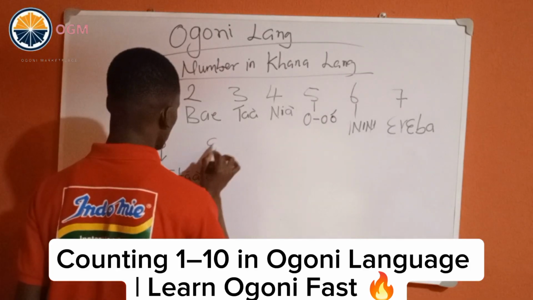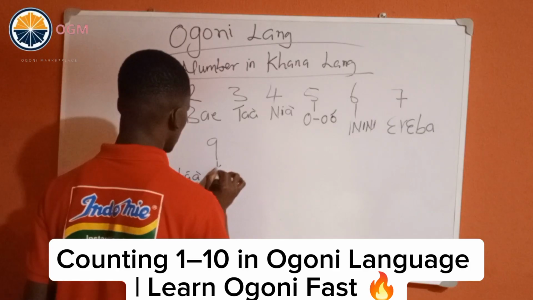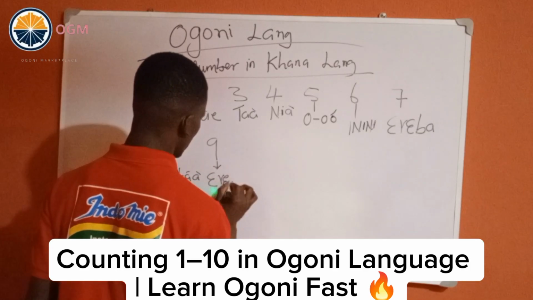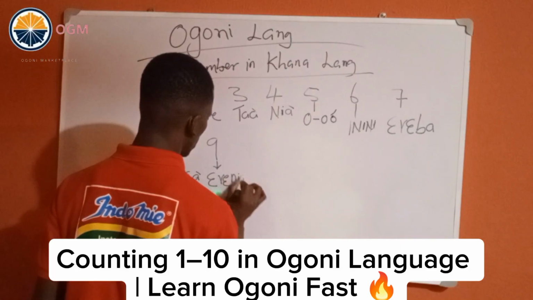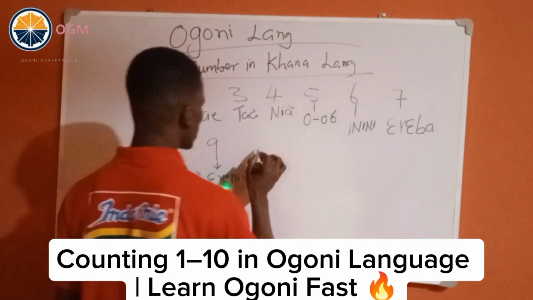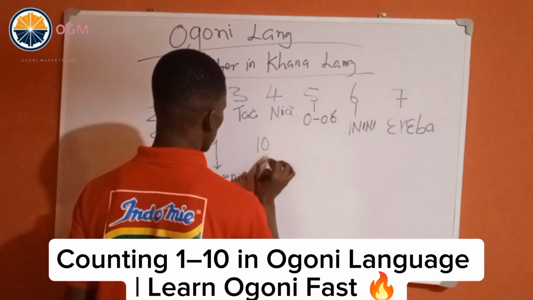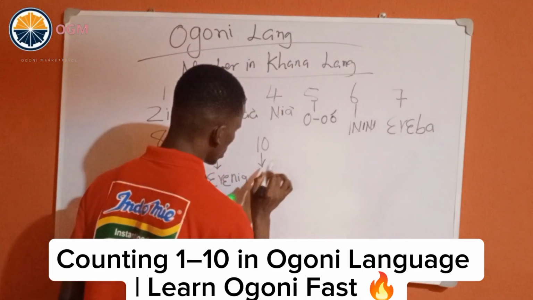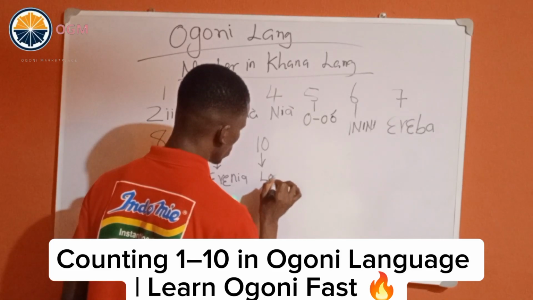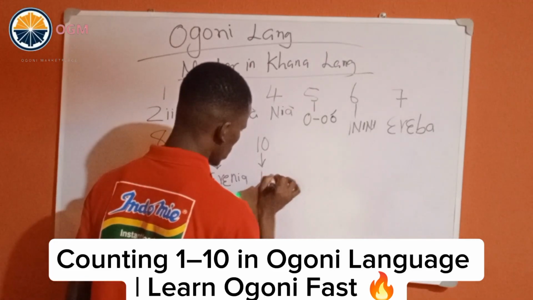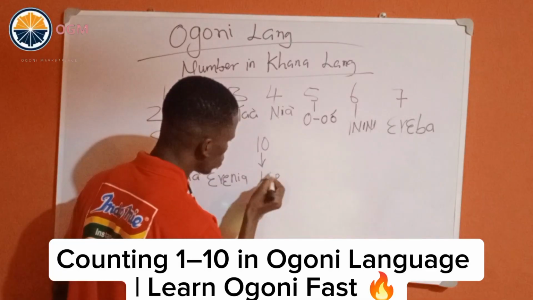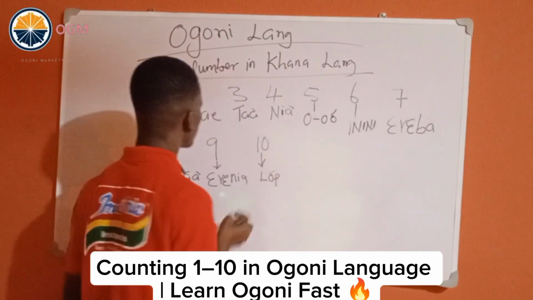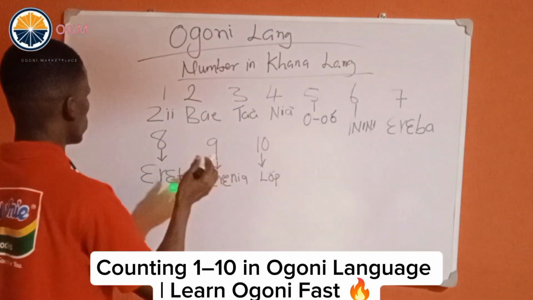We have 9, which is pronounced as erenia. Then we have 10, which is pronounced in Ogoni as loop. This is the spelling of loop. There's a hyphen on this o. You draw it up, loop. So let's start from the number 1.